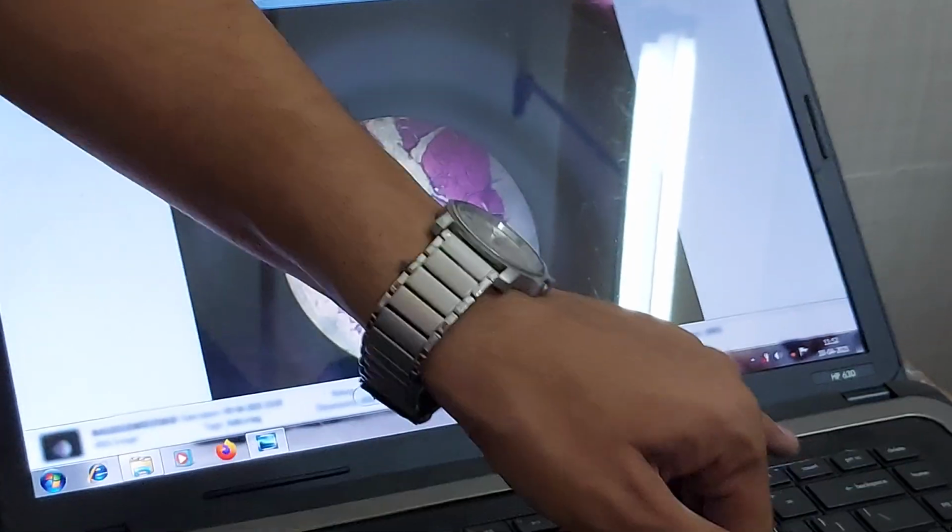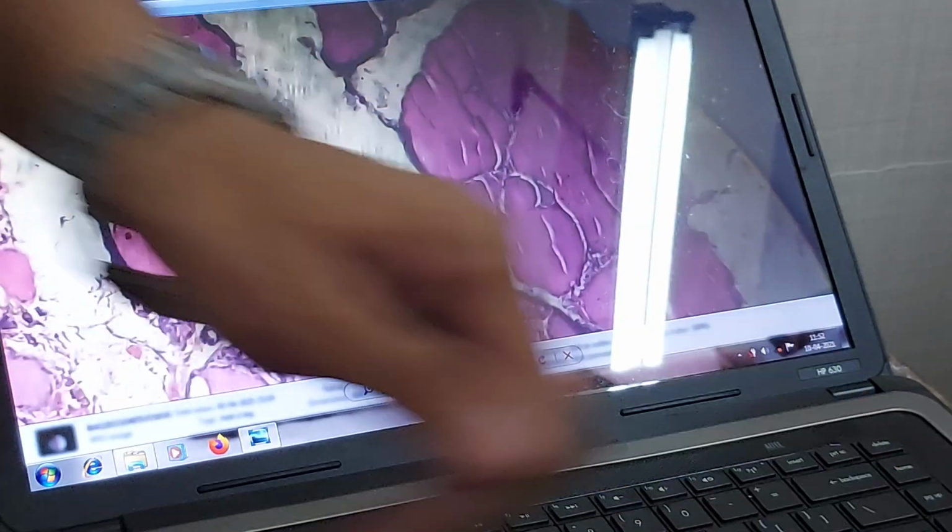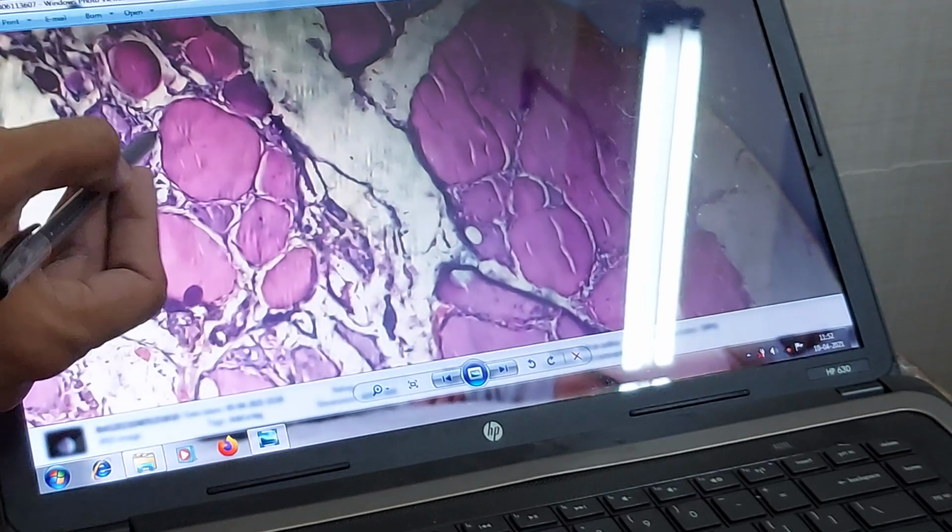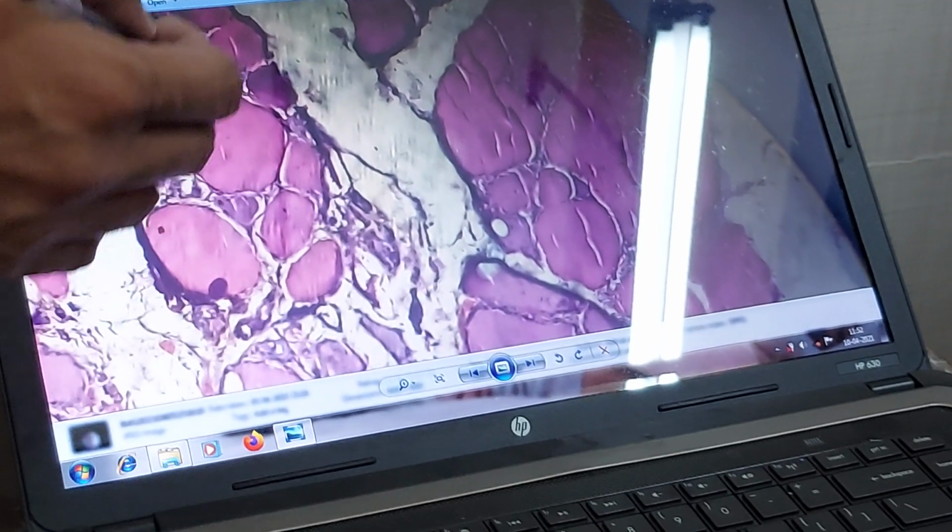And this is thyroid. These are the thyroid follicles. You can see multiple cells arranged around the follicle.